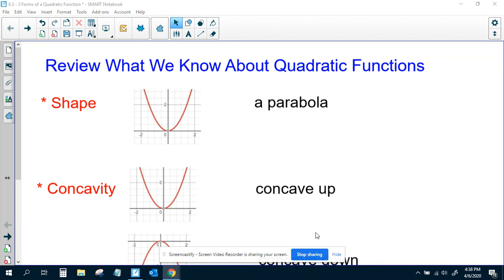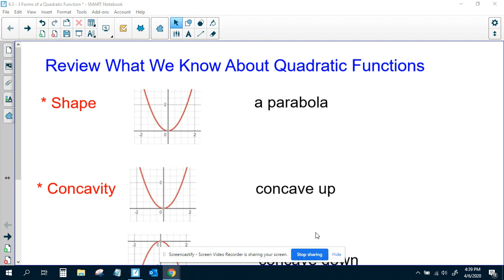Well, to jump back in, what we want to talk about in this first section of the new unit, Unit 6, is three forms of a quadratic. But before we jump into that, I want to go through a little bit of a review of what we already know about quadratic functions. And we've talked about the vertex form of a quadratic.